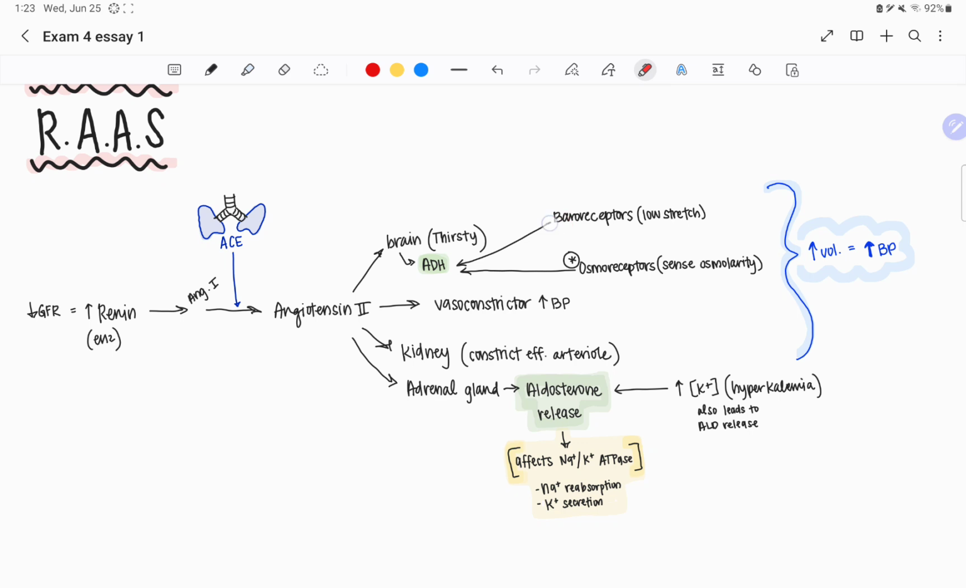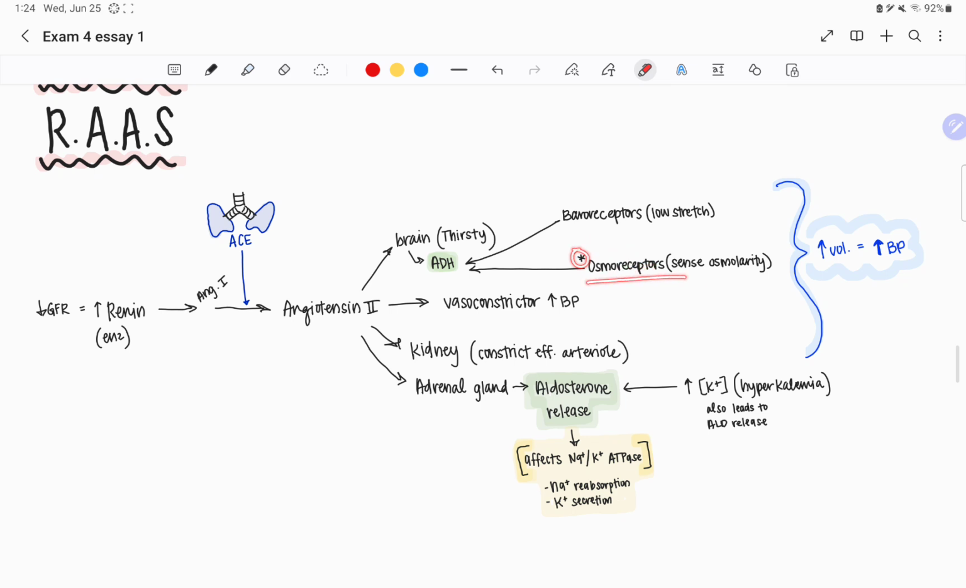Also, if you remember from the heart section, we talked about baroreceptors. Baroreceptors are on the aorta and on our carotid sinuses. When they sense low stretch, they release ADH. We also have osmoreceptors in our brain, and they sense any slight change in osmolarity. So if they sense low sodium or low chloride or whatever, then they're also going to release ADH. Osmoreceptors are super, super sensitive. That's why I have it start here.